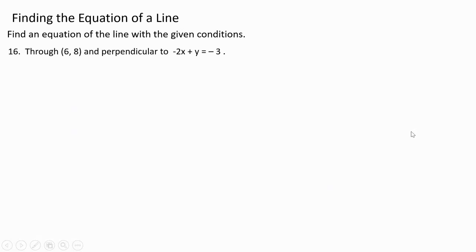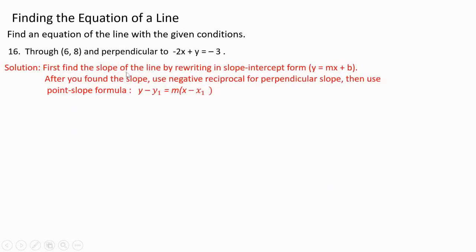Okay, now let's find an equation of the line with the given conditions, right? So now this is passing through 6, 8, and it's perpendicular to the line negative 2x plus y equals negative 3. So we're going to do the same process as number 15, but the only difference is that it's a different equation, and also a different point. We're going to find the slope by rewriting this equation into y equals mx plus b, which is slope-intercept form. Okay, now we're going to add 2x to both sides.